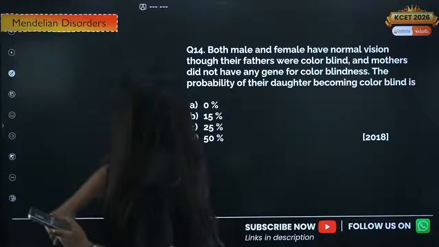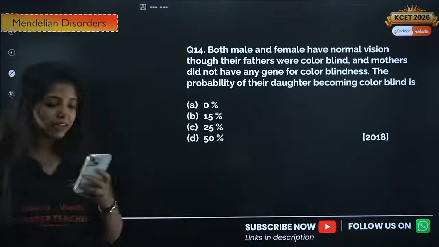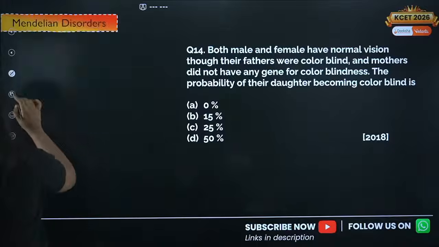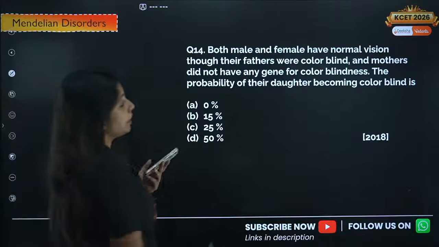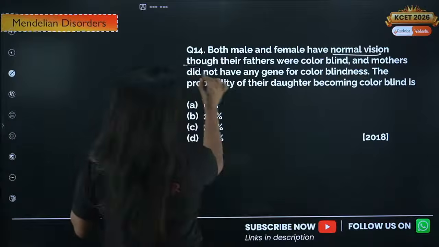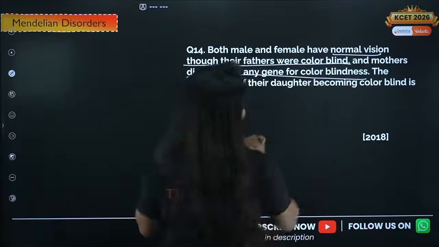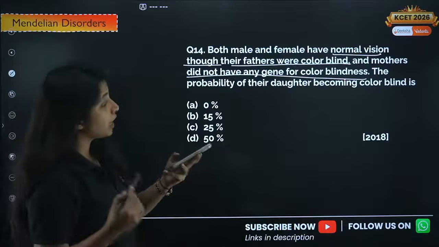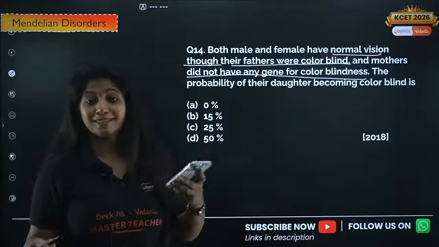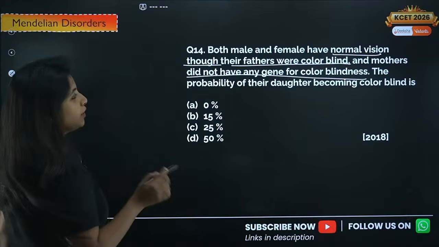Chalo. The next thing, Mendelian disorder. This question, can you try it, all the children who are watching this. Both male and female have normal vision. Though their fathers were colorblind and mothers did not have any gene for color blindness, the probability of their daughter becoming colorblind is what?